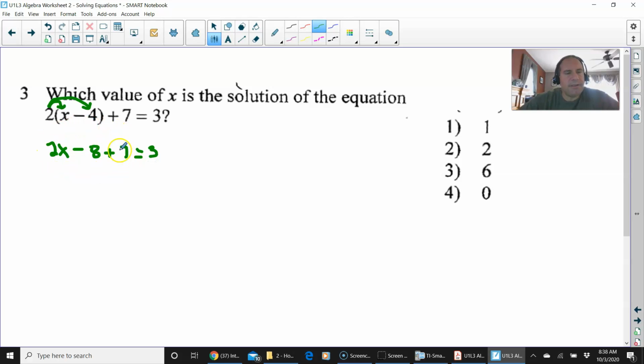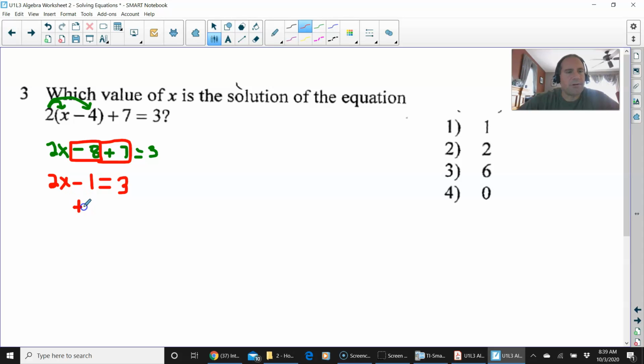Now, any time that you have 3 terms on one side, that means most likely you can combine like terms. There are 2 terms on the left side of the equal sign that you can combine. You have negative 8 right here, and you have a positive 7 right here. Before you start moving things across the equal sign, just combine the like terms. Negative 8 plus 7 is negative 1, and look, it comes out to be a nice two-step equation.